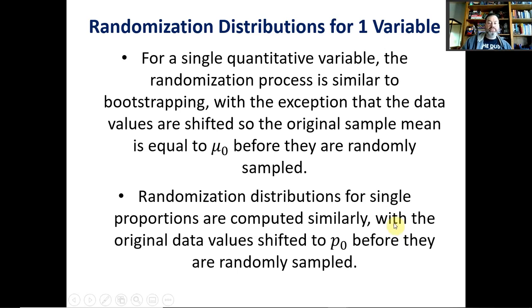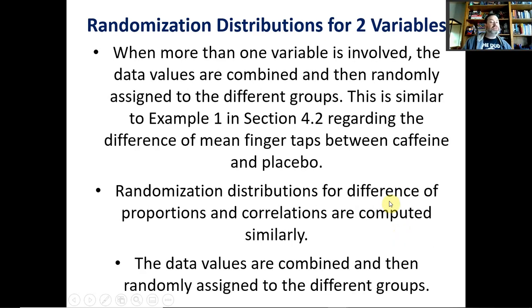So that's 2 of them. When you have 2 variables, you use the process we used in example 1 in section 4.2, the caffeine and finger tapping example. When more than one variable is involved, the data values are combined and then randomly assigned to the different groups. This is similar to example 1 regarding the difference in the mean finger taps. Randomization distributions for difference of proportions and correlations are computed similarly. The data values are combined and then randomly assigned to the different groups.